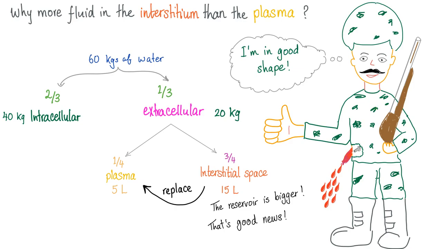Okay, my son, I'll tell you why. Because in war, I'm very likely to bleed because of gunshot wounds and stuff like that. So when I bleed, I lose plasma fluid. But thankfully, I have a higher amount of fluid in the interstitial space. They act as a reservoir. They replace my plasma when I need it.